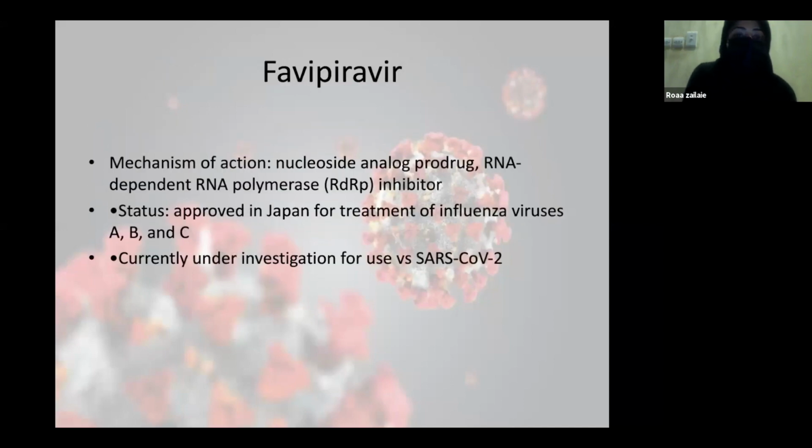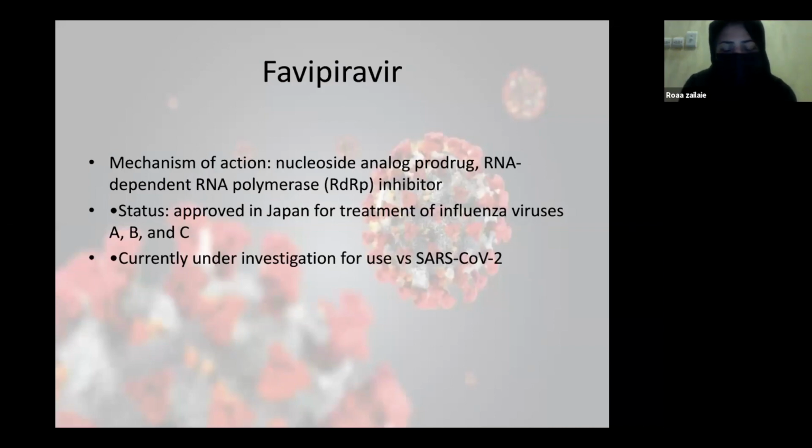The new medication, which is now available in our hospital and all Ministry of Health hospitals, is favipiravir. It is a nucleoside analog. It is a prodrug, needs activation, and inhibits the most important step, which is RNA-dependent RNA polymerase. It is approved in Japan for treatment of influenza viruses A, B and C, and also used in Ebola with very good outcome with decreased mortality. Currently it is still under investigation and used under clinical trial, so we have to discuss with patients and obtain written consent.